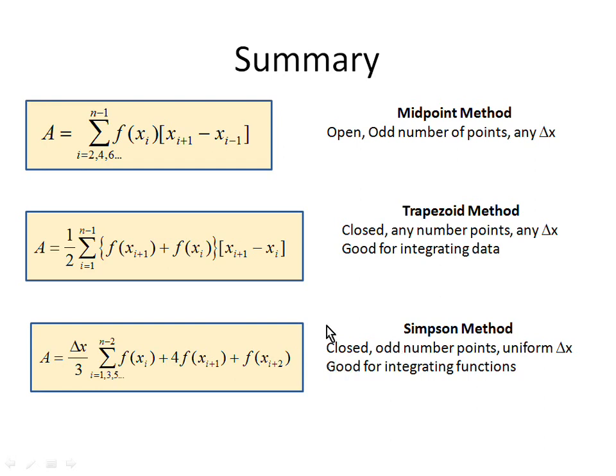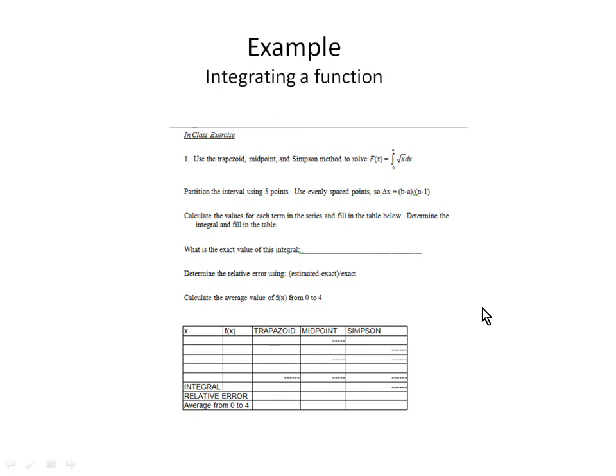The Simpson method is closed, it requires an odd number of points and a uniform delta x, and it will be good for integrating functions that are not singular at the endpoints of the integration. If it is singular, then you need to use a method that's open, like the midpoint method. Okay, so those are the various different methods for numerical integration that we'll look at.